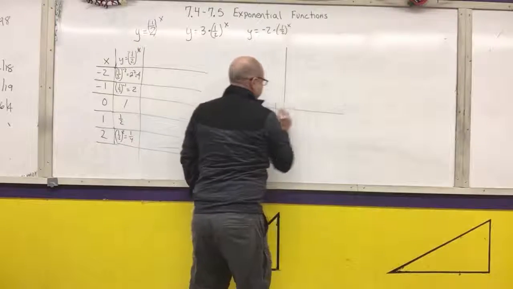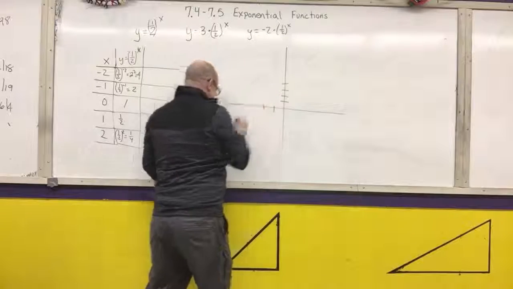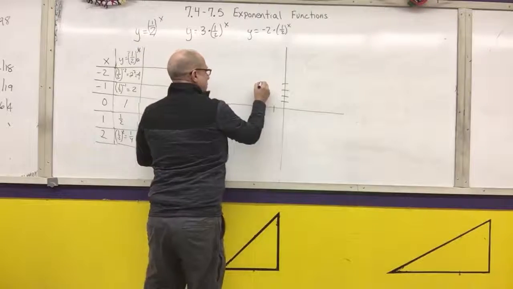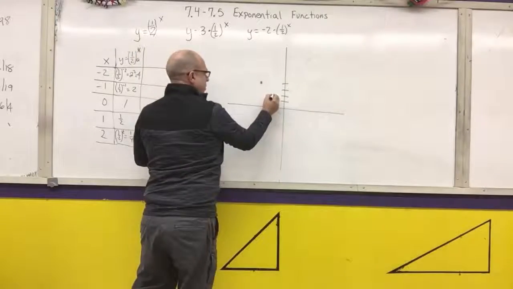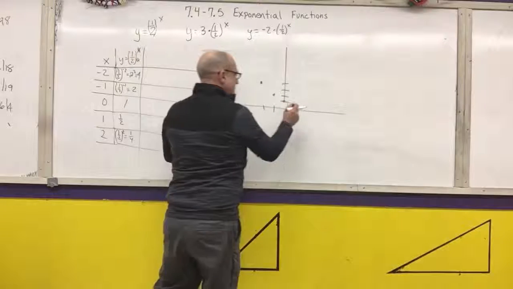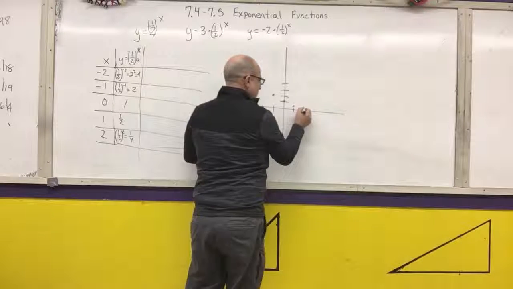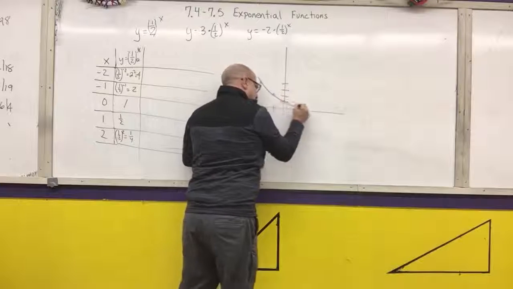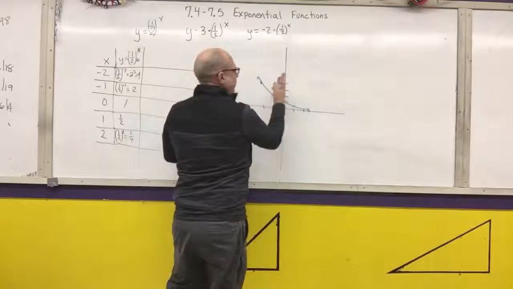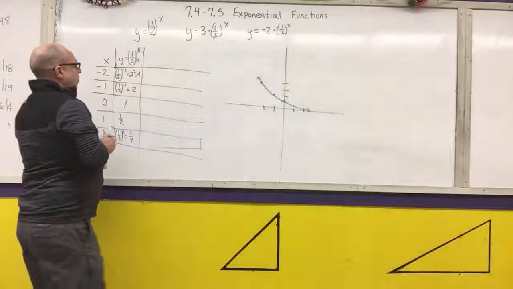So if I put a negative 2 in, I got 4. And I'm going to do these in blue. If I put a negative 1 in, I had 2. If I put a 0 in, I had 1. I put a 1 in, I get 1/2. Put a 2 in, I get 1/4. So that would be this graph. Notice this is the exact same graph as y equals 2 to the x, except this one's reflected across the y-axis. I'm going to do the same shortcuts I did before.